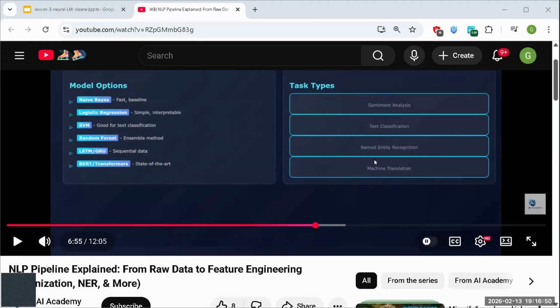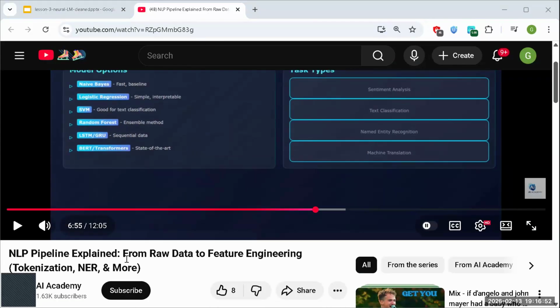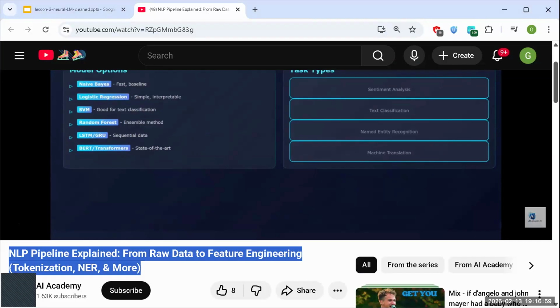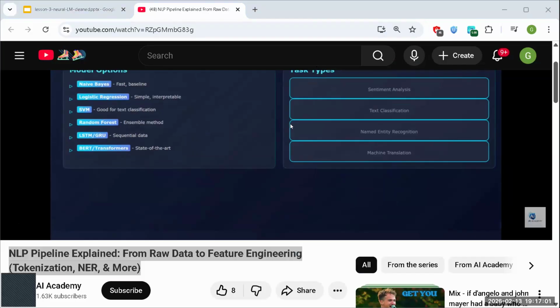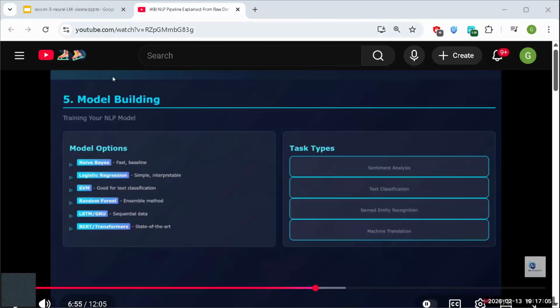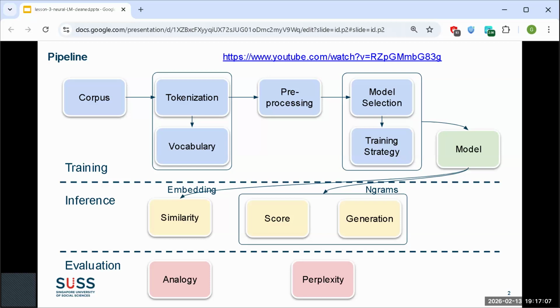If not, you can search "NLP pipeline explained from raw data to feature engineering." I think the video is very succinct and it helps you to learn more about this process, lah. Because this process is what all kinds of machine learning engineers will do, lah. So what is your data, how to pre-process it, put it inside a specific model, and then there's a similarity score and generations.